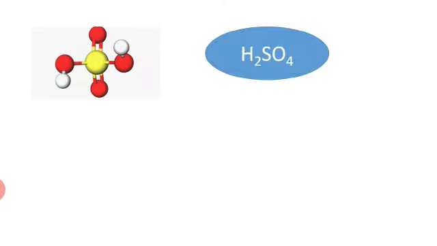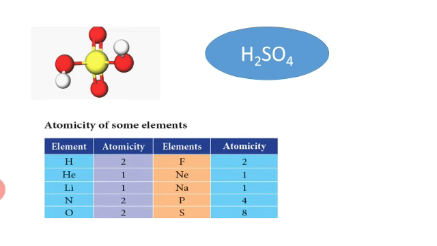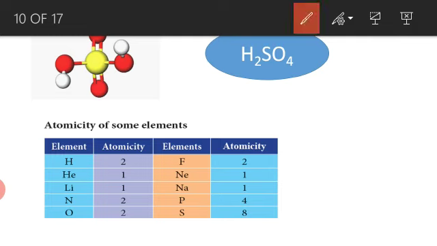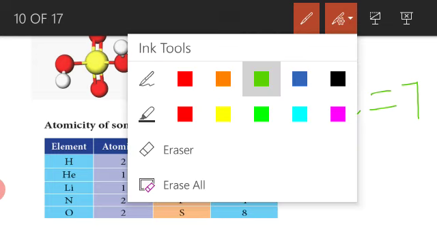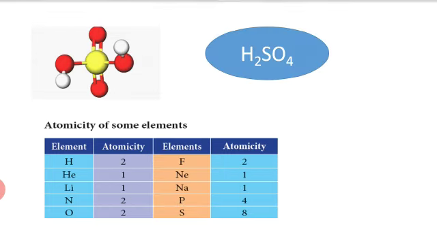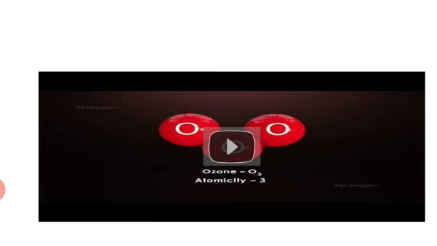Next, H2SO4. This is sulfuric acid. What is the atomicity of sulfuric acid? 2 hydrogen plus 1 sulfur plus 4 oxygen. So, total 7. So, sulfuric acid atomicity is what, students? 7. Right.